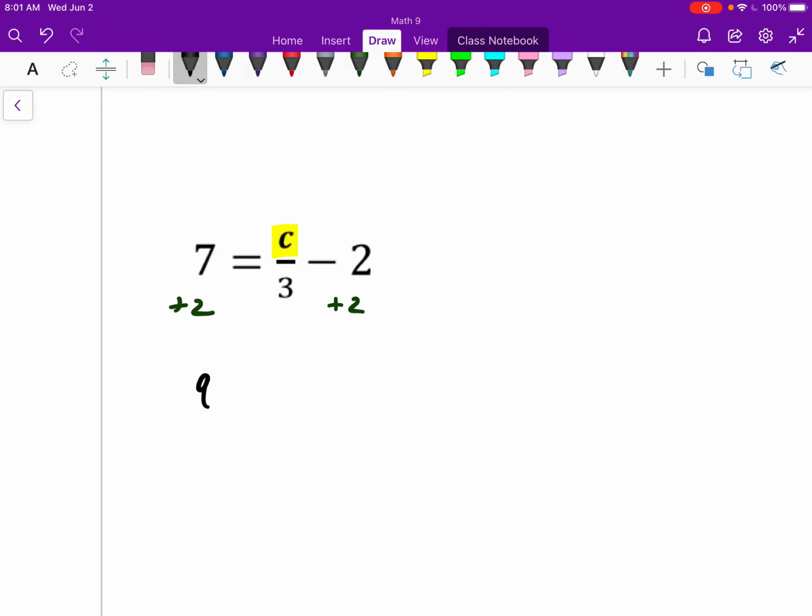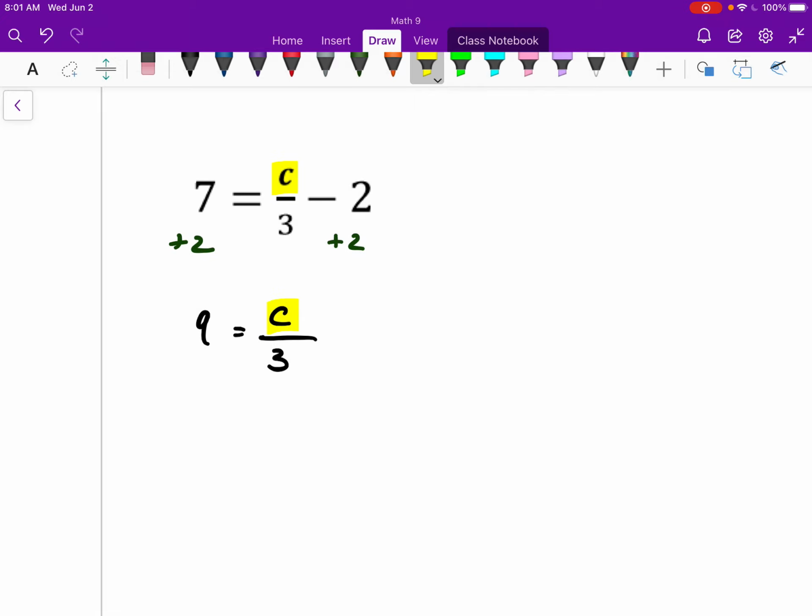And so you have 9 equals some number divided by 3. And just like that, it gets considerably easier. Now again, you may be able to tell by inspection, but we have to be careful. So some number divided by 3 equals 9. If you're not sure, just multiply both sides by 3.